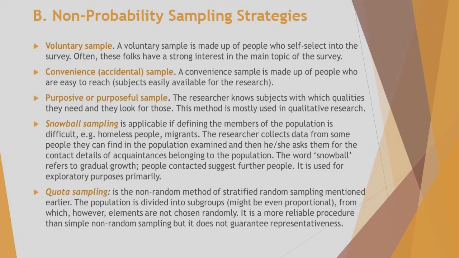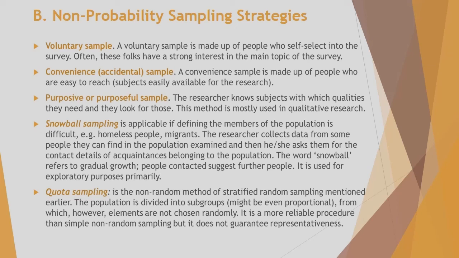Non-probability sampling strategies. Here we have 5 types: voluntary sampling, convenience sampling, purposive sampling, snowball sampling, and quota sampling. The first one, a voluntary sample. This kind of sample is made up of people who self-select. They are volunteers into the survey. Often these people have a strong interest in the main topic of the survey, so they choose themselves.